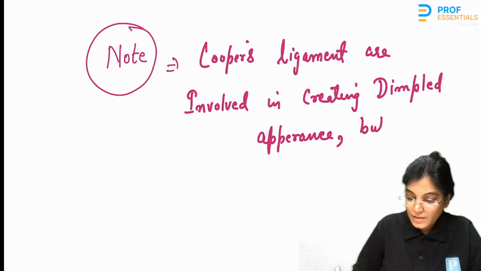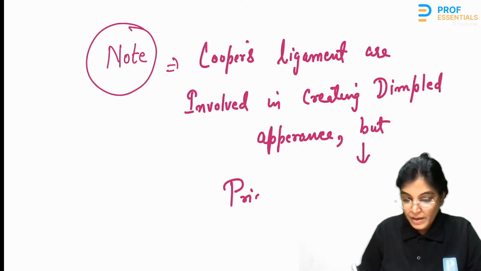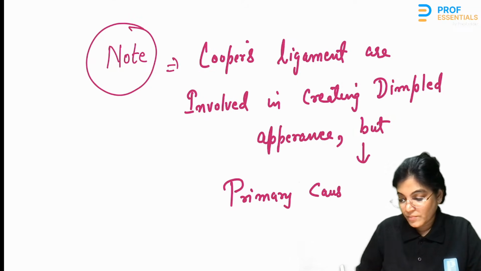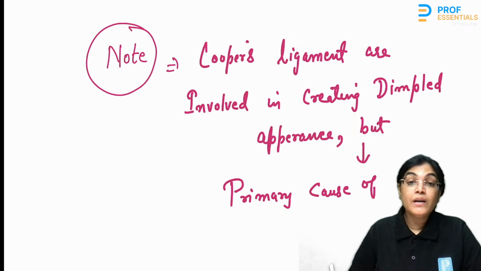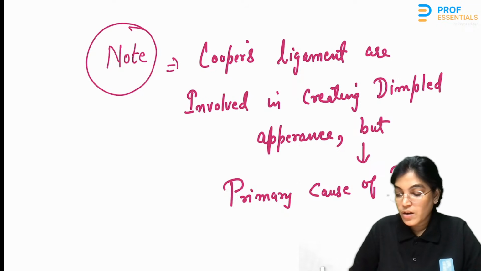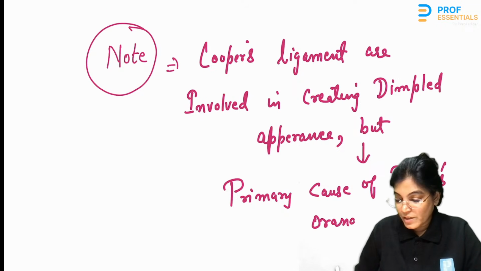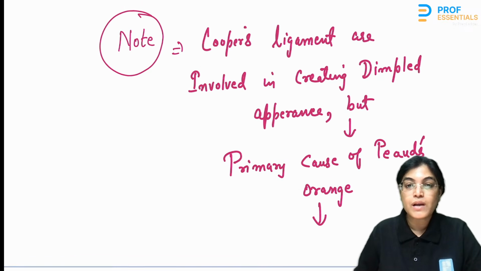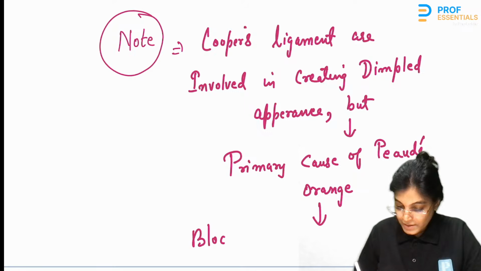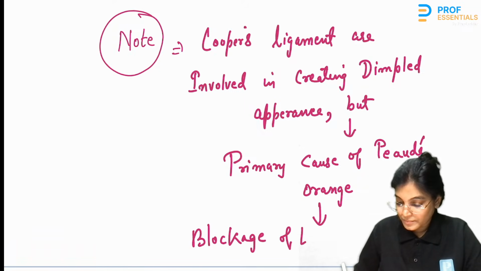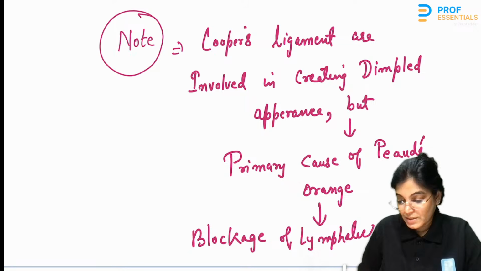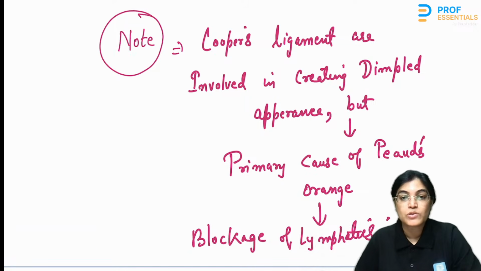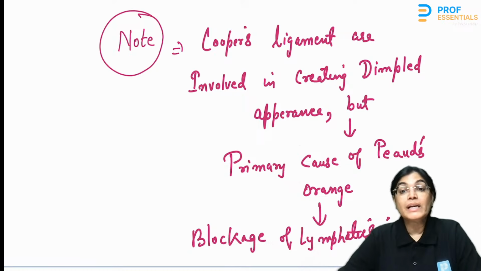but the primary cause of the pseudo orange appearance will be lymphatic obstruction. What will be the primary cause here? The primary cause of this appearance, the important point, is blockage of lymphatics. This is very important because so many students get this wrong, and this is also asked in the Viva examination. So please note the exact reason.